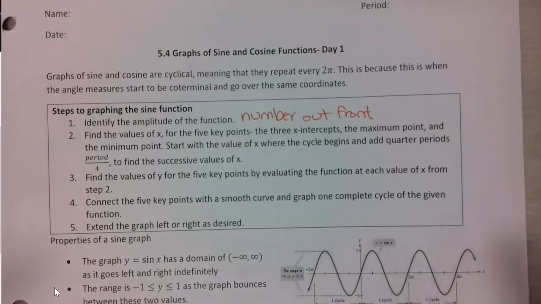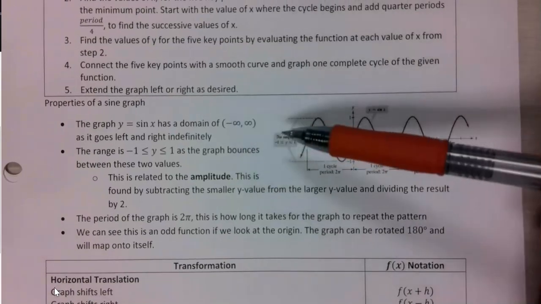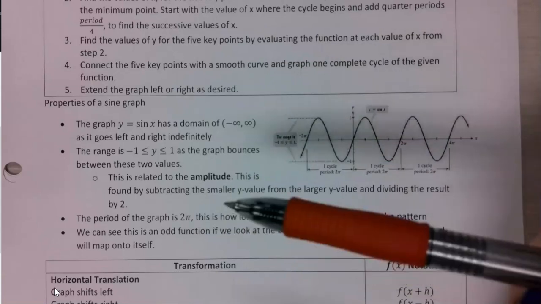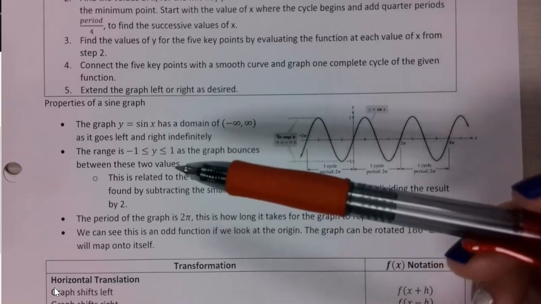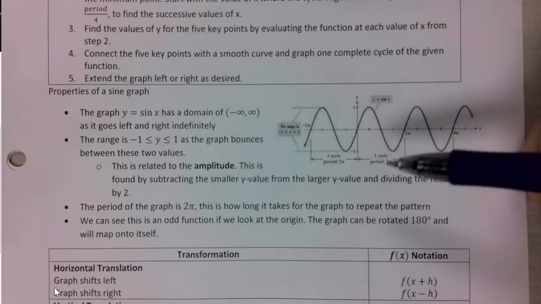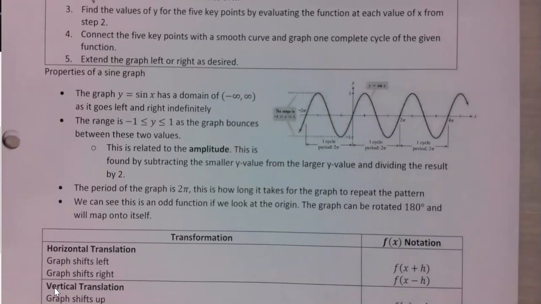So, here are some properties of a sine graph. It has a domain of negative infinity to positive infinity because it goes left and right forever. The range is by default between -1 and 1. If I have an amplitude, a number out front, it's going to make it go higher or lower. Shifts will also change this, so if it's a vertical shift, it'll move it up or down. The period of the graph is always 2 pi. It's how long it takes until it starts repeating the pattern.